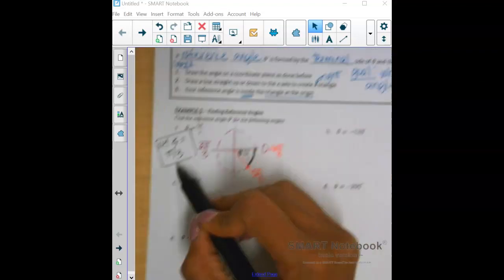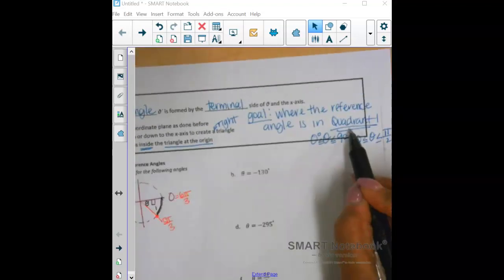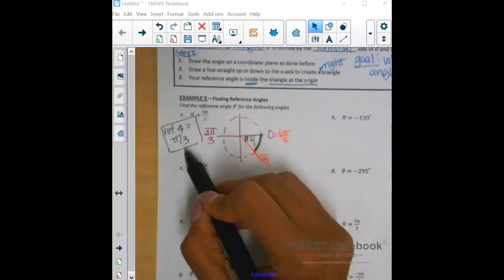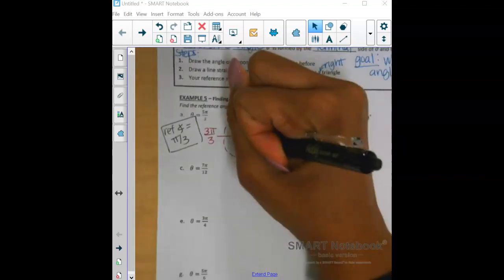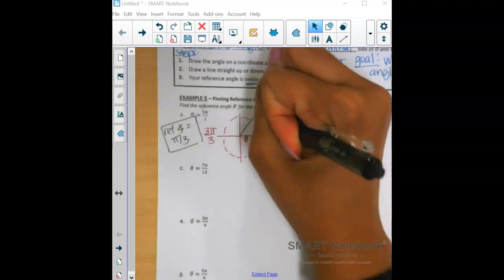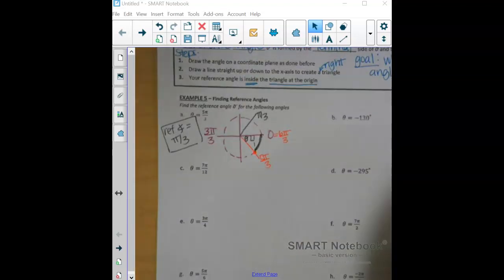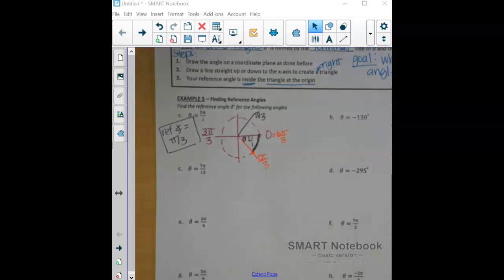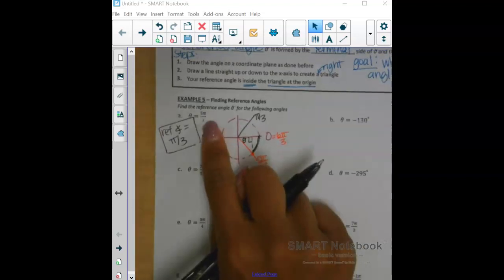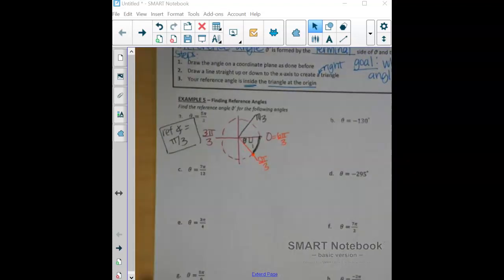If you're looking at this, remember how I told you guys you're looking for your angle to be in quadrant 1? Well, quadrant 1 does have pi over 3. Pi over 3, which we did before, is going to be right up here. That's pi over 3. So that's perfect. That's exactly what I wanted. I want to figure out where 5 pi over 3 is going to reference in the first quadrant.